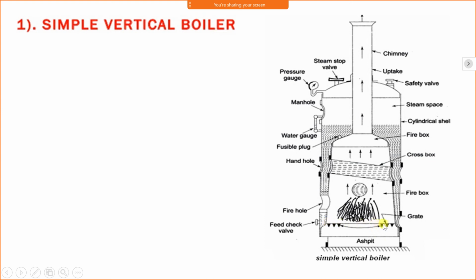Okay, this portion is a grate. A grate is a net type of structure on which fuel is supplied. Here, coal is supplied from the fire door manually. When the fuel burns, it produces flue gas, and this arrow represents the flue gas. Flue gas moves in the upward direction.